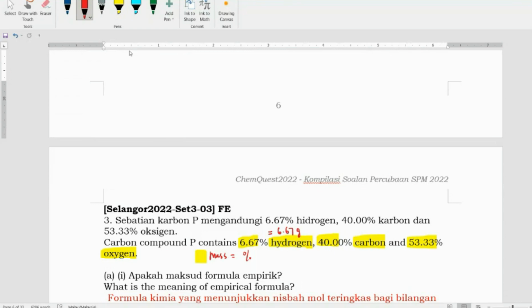Okay, then carbon is 40 gram, and oxygen is 53.33 gram. Is that okay? You assume it is 100 gram total.